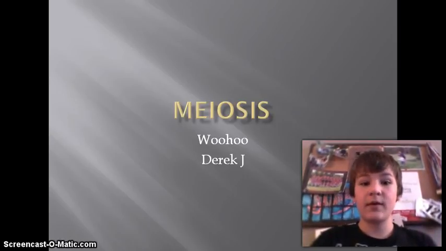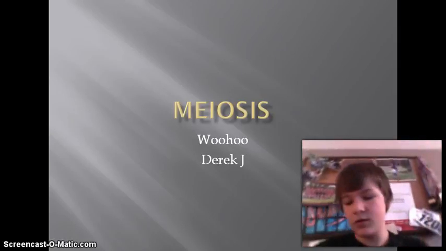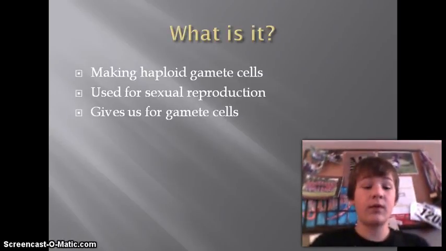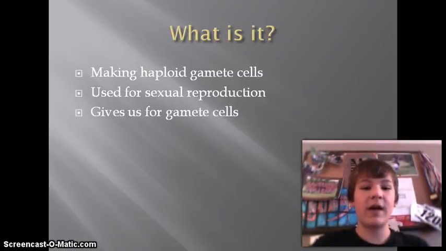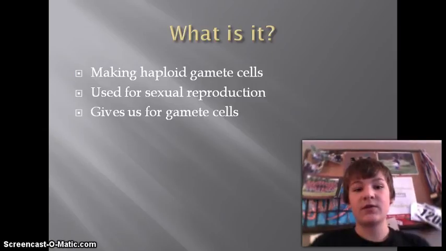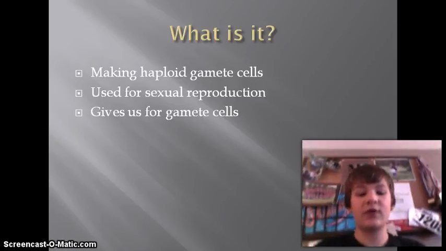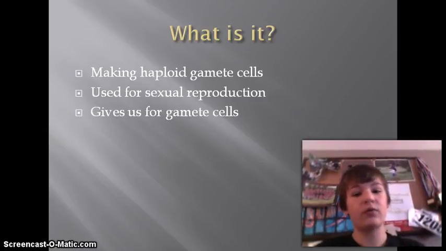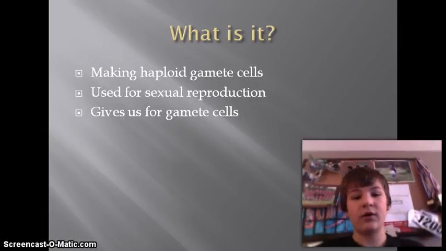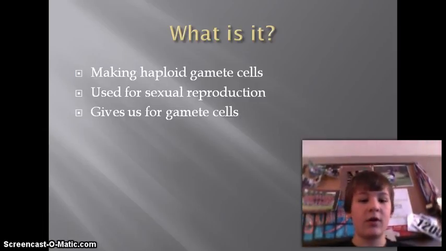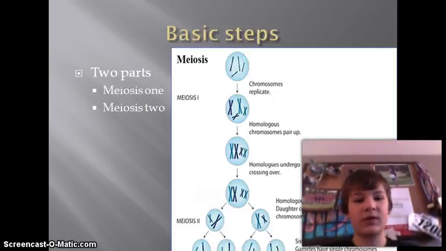I'm here to talk about meiosis. So what is it? Meiosis is the process of making haploid gamete cells. Sounds pretty fancy, but it's pretty much just cells with half the number of chromosomes as a normal cell, which we use for sexual reproduction. Otherwise, our children would have a ridiculous amount of chromosomes. And it pretty much just gives us gamete cells.